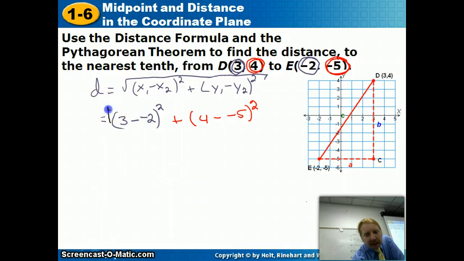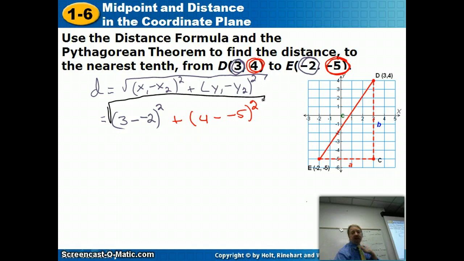Because what tends to happen is students tend to group up that 3 and the 4. They'll write down the problem and go 3 minus 4 squared plus negative 2 minus 5 squared. You want to watch. Also watch for your signs. I've got a negative negative, so I'm adding. And a negative negative, so I'm adding again.